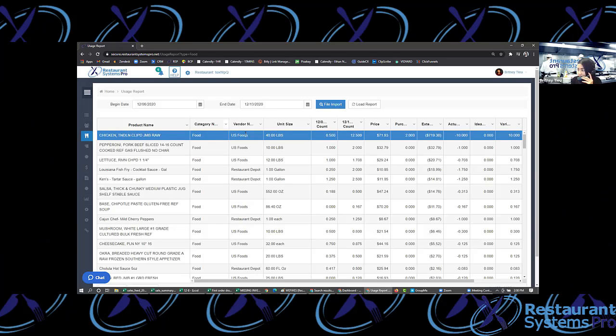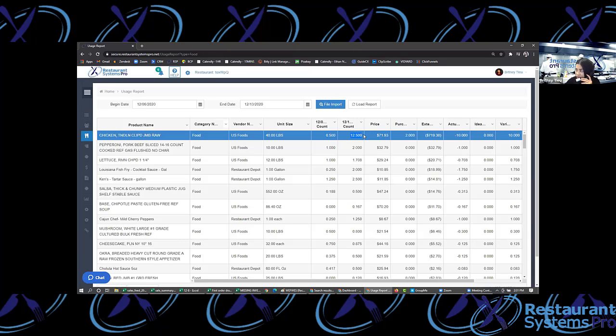This is how I analyze looking at this. The first thing I'm going to do is look at the unit size and make sure it correlates with the price. I buy 40 pounds for $71.93, so that part's accurate. Now, I started with 0.5 of a case. I purchased 2 cases, but I somehow ended up with 12.5 cases.